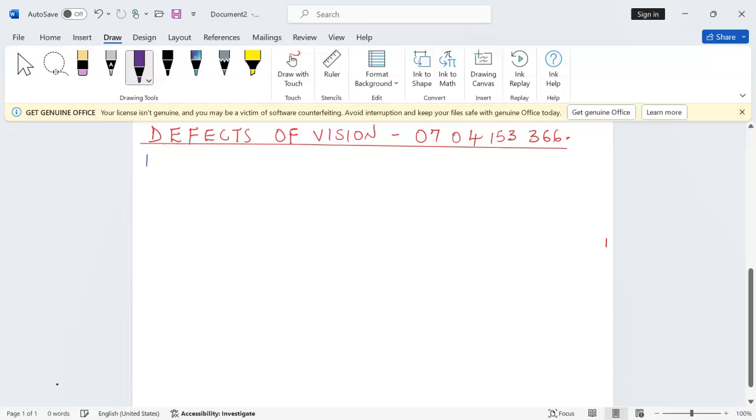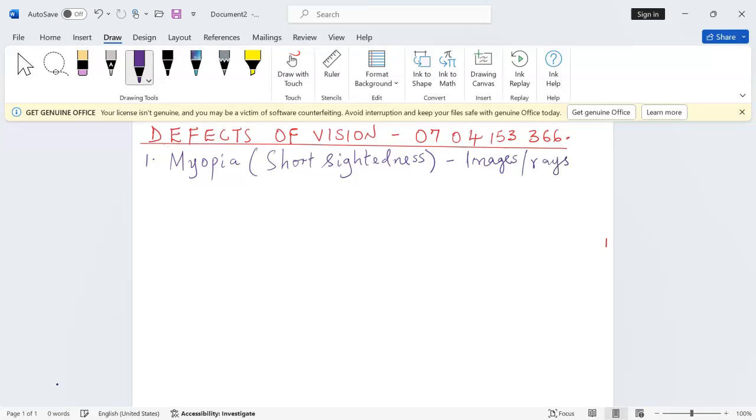The first defect of the human eye is what we call myopia. That is the scientific name, and this is called short sight, or short-sightedness. Now, when an individual has this defect, images of near objects, or rather rays from a near object, are clearly focused on the retina, and that makes the person see a clear image of the object which is near.